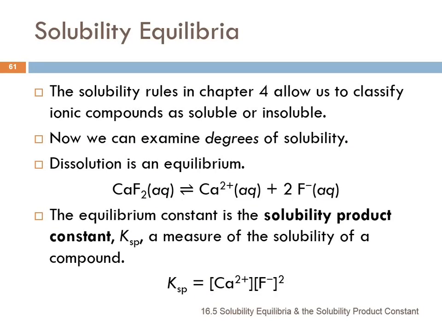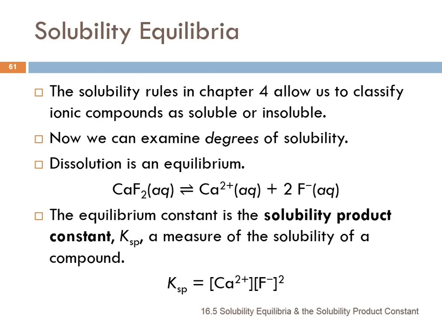Solubility equilibrium. We looked at, or you looked at, solubility rules in Chapter 4 back in Chem 1A. We learned to look at these rules and say, oh, this compound is soluble, this compound is insoluble. And that was it. But actually there are degrees of solubility, and now we have the tools to look at that. So an ionic compound dissolving is an equilibrium.